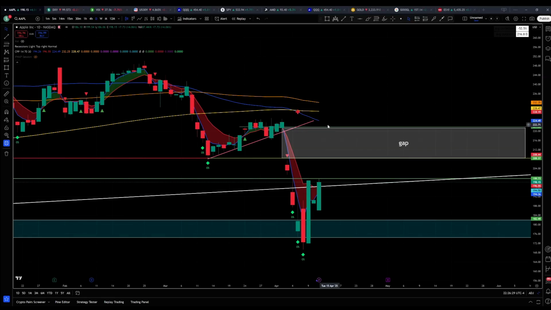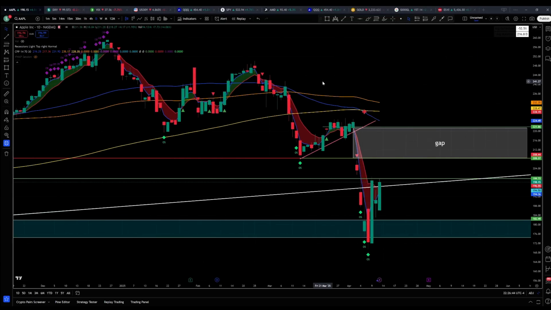You might get a big green candle on Apple tomorrow. It's looking like it. I mean, it's primed for it. You got a gap that needs to be filled. I think once you fill this gap, watch out for rejection and come down lower. So we'll have to wait and see what happens tomorrow.